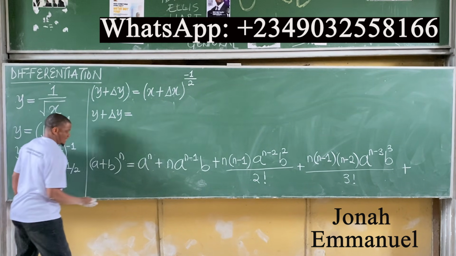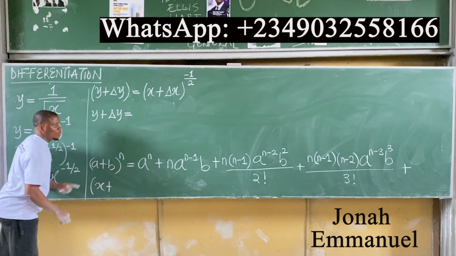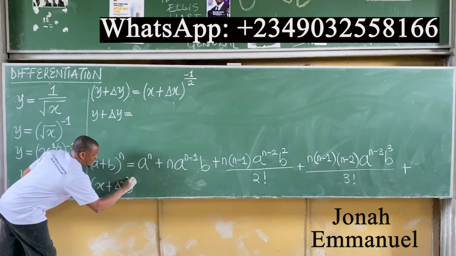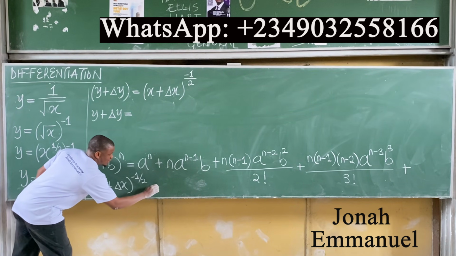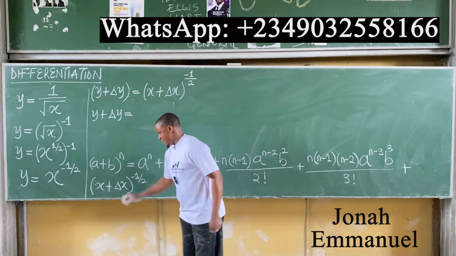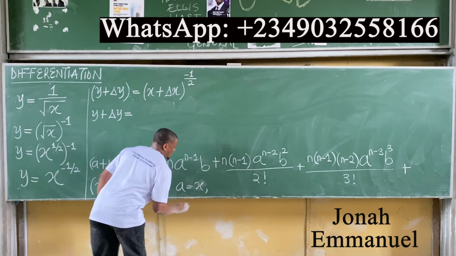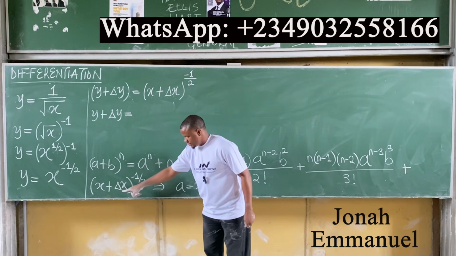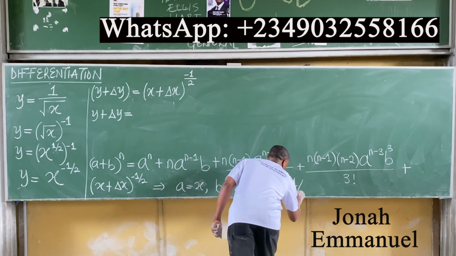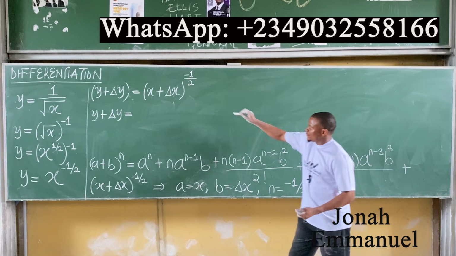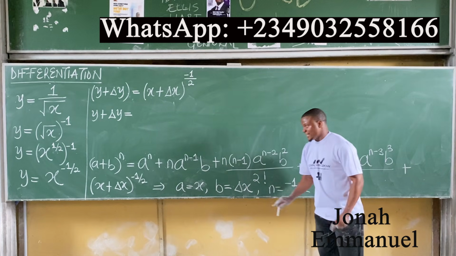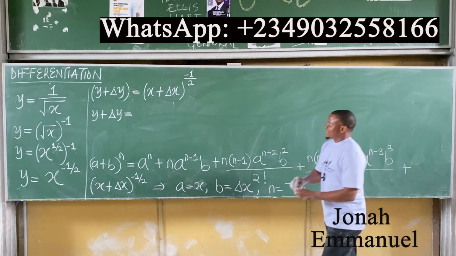Compare this to this. In this case, what I have here is x plus change in x. This is the only way to expand this. This is x plus change in x, all to power minus 1 over 2. Please, from here, compare these two. What's the value of a? X. So we can say a is equal to x. What's the value of b? What's n here? N is equal to minus 1 over 2. In essence, to expand this one here, whenever I see a, put x. Whenever I see n, put this. And that's how you expand it. That's all. So let's take this one by one.